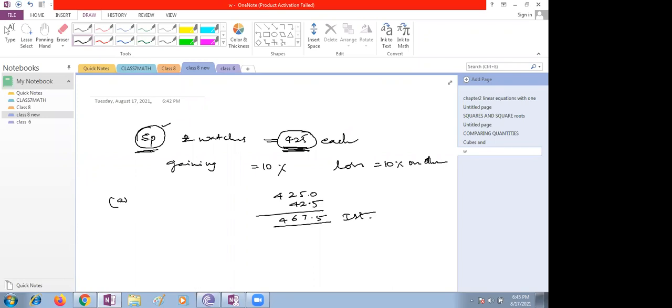Can you repeat the same question once again, Shreya? A shopkeeper sold 2 watches for 425 rupees each, gaining 10% on one and losing 10% on the other. Ma'am, what should we find out: sold price, market price, or cost price? We need to find the gain or the loss. Shreya, what is the question?